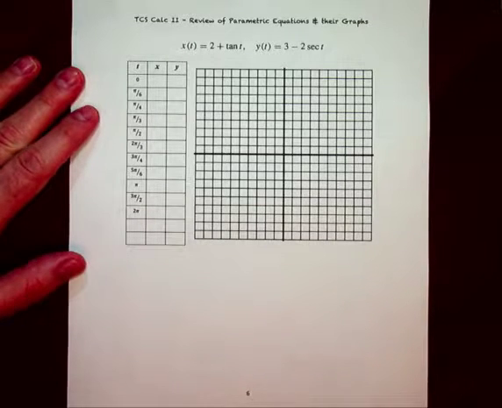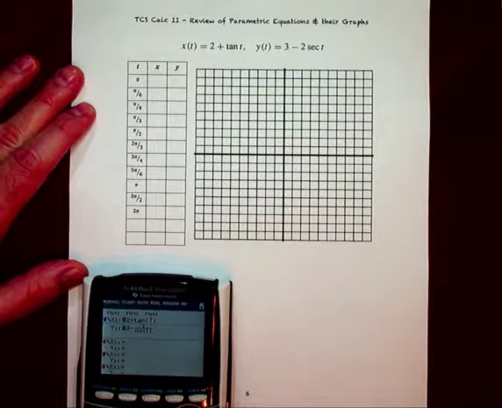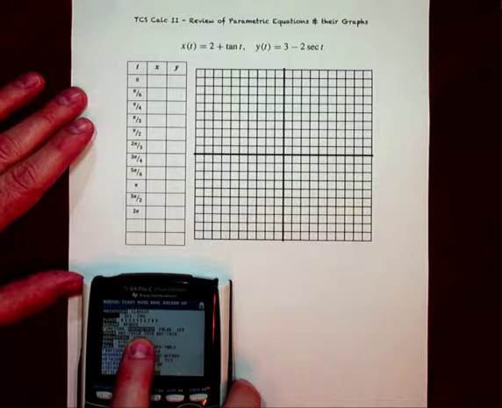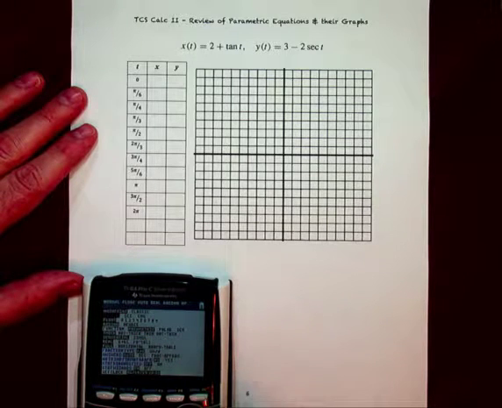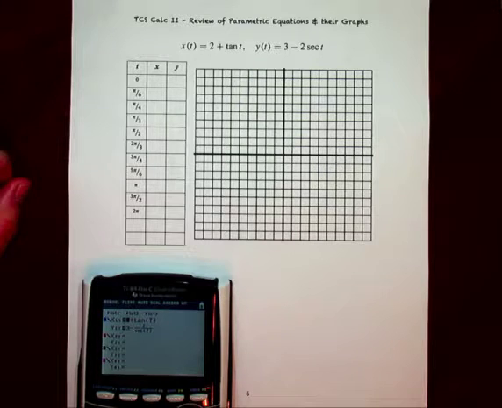Now, let's go ahead and plop it into our calculator. Remember that we can do parametrics in there. You simply have to go to the mode and make sure you're in parametric. Then we can go back to y equals and put this pair of equations into x1 and y1. There's no button for secant, so you just have to construct that second term as 2 over cosine t.